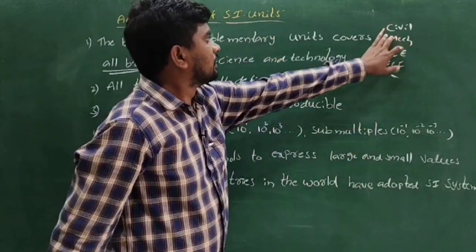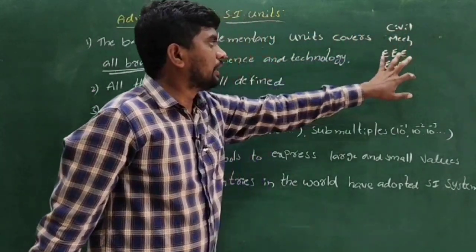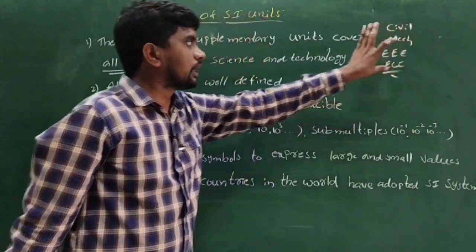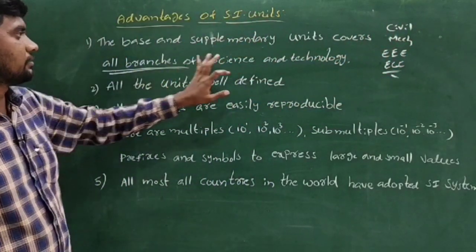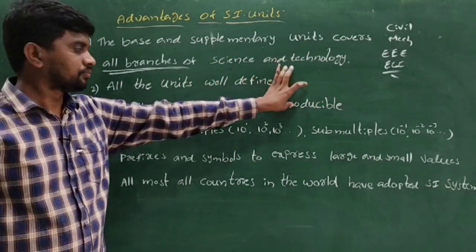The base quantity used, for example, the distance between two points. I is the current, with the SI unit of amperes. The SI system is used in all branches of science and technology. The second point is that all the units are well defined.